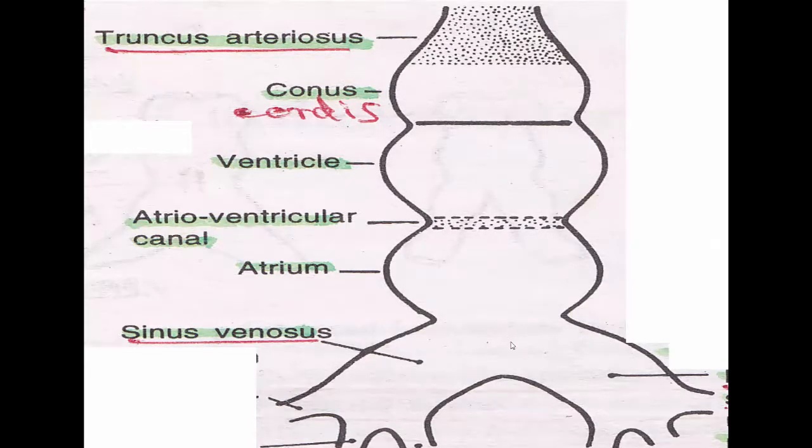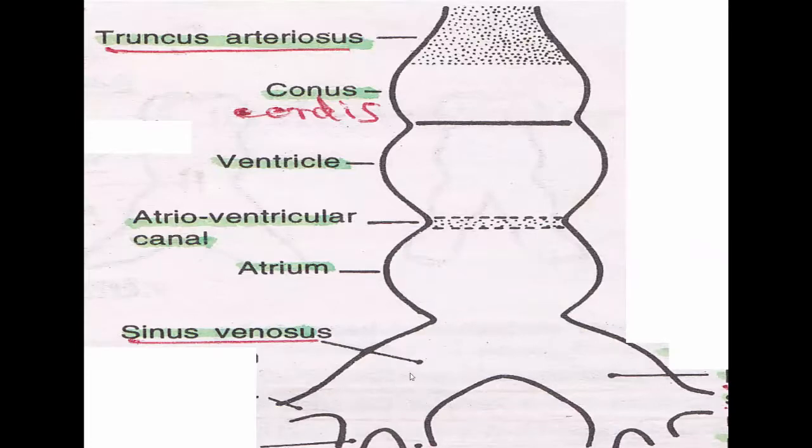Distally, the two heart tubes do not fuse entirely, and the fusion is incomplete here. And I told you the sinus venosus is a central part here, and two horns we call the right horn of sinus venosus and the left horn of sinus venosus. And I also told you that this is the venous end and this is the arterial end.